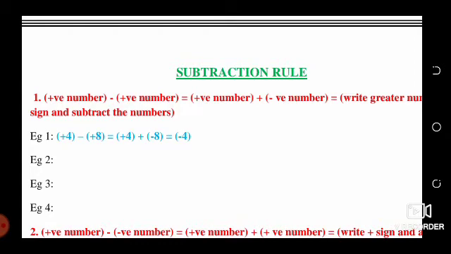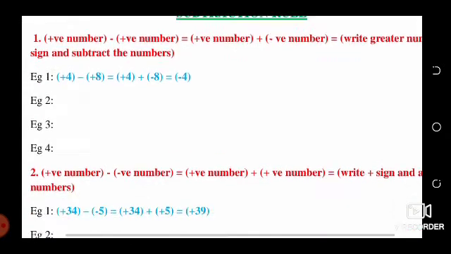So in between, we will have changed the symbol to plus. Now plus 4 added with minus 8. So the greater number's sign is minus and we have to subtract the values. So 8 minus 4 is 4. So minus 4 is the answer.